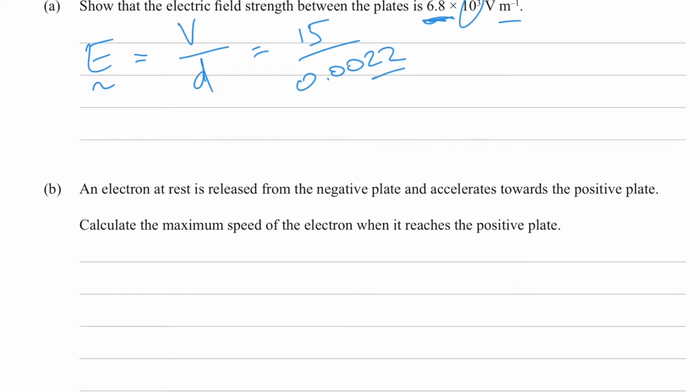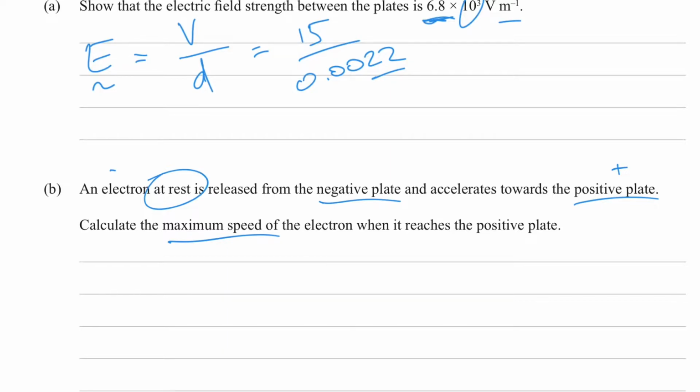B, an electron at rest is released. Why do we say at rest? It has zero kinetic energy when it's at rest. It's released from the negative plate and accelerates towards the positive plate. Is that what we expect? Electron, negative charge, attracted to a positive plate. Yep. Calculate the maximum speed of the electron when it reaches the positive plate.